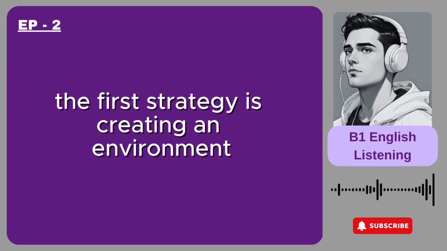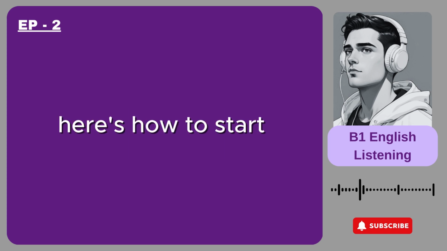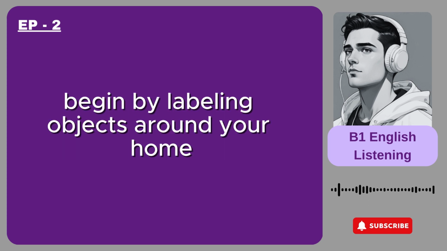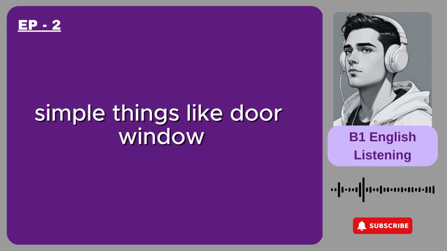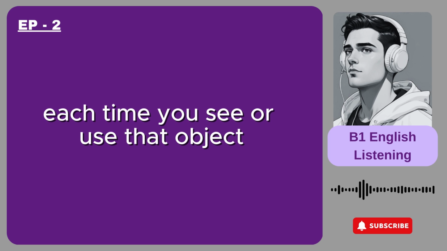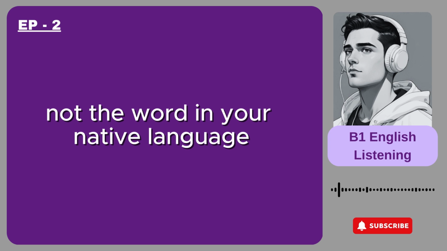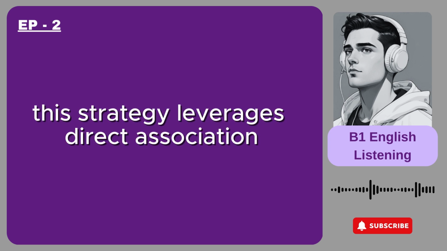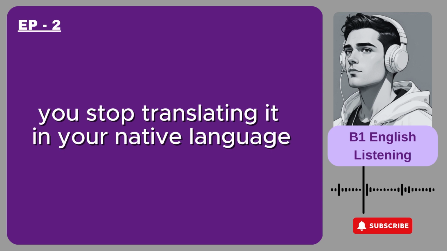The first strategy is creating an environment where translation isn't an option. Here's how to start. Begin by labeling objects around your home with their English names. Simple things like door, window, cup, or phone. Each time you see or use that object, force yourself to think of the English word, not the word in your native language. This strategy leverages direct association. By repeatedly connecting the object directly to its English name, you stop translating it in your native language.